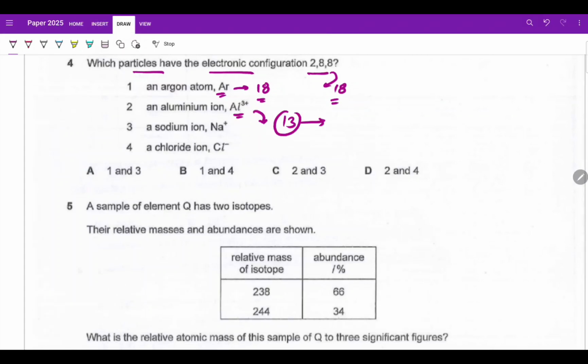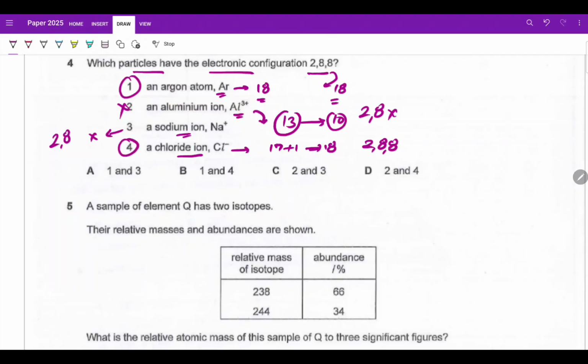Aluminum has 13 electrons. If it loses 3, it means 10 electrons. Configuration 2,8, not possible. 2 is wrong. Sodium, atomic number 11. If it loses 1 electron, it becomes 10. 2,8 again, not possible. A chloride ion, atomic number 17, accepts 1, it becomes 18. Configuration will be 2, 8 and 8. It means 1 and 4 have 2,8,8 configuration. Answer is 1 and 4.